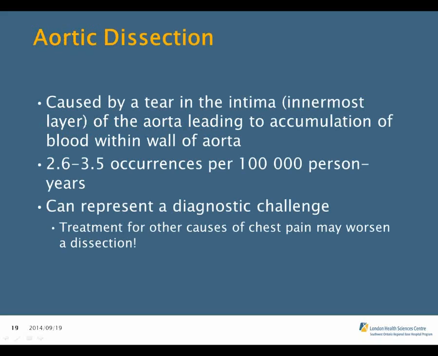This patient was one presentation for aortic dissection, and this is caused by a tear in the intima, which, as I said before, is that innermost layer of the aorta, and this leads to an accumulation of blood within the wall of the aorta. It's a very rare occurrence, with about 2.6 to 3.5 per 100,000 people per year. And as I mentioned before, this can represent a diagnostic challenge. We have trouble in the emergency department diagnosing it, and treatment for other causes of chest pain, such as ACS, may actually worsen a dissection.